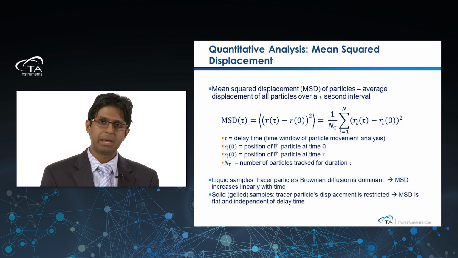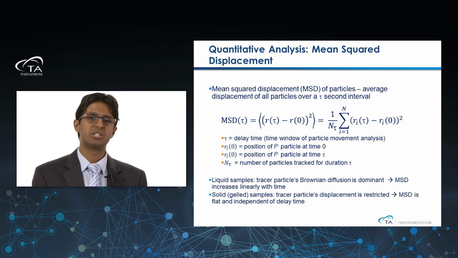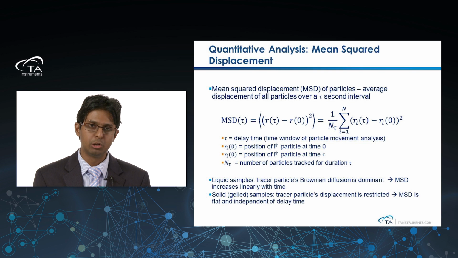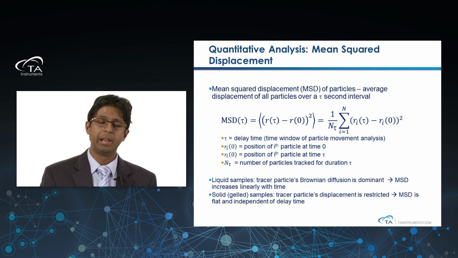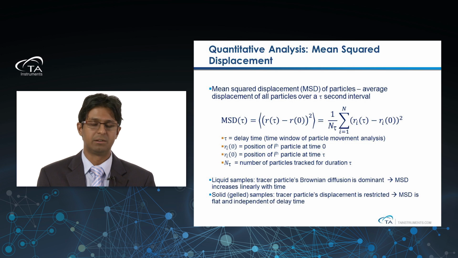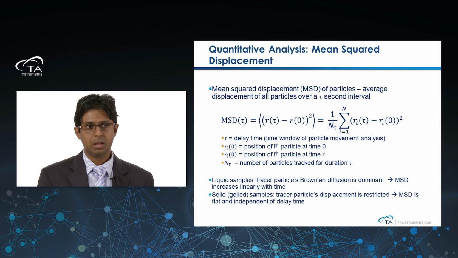In this specific case, I'm calculating the mean squared displacement of particles. What that tells you is the average displacement of particles over a tau-second interval. So basically, you look at a particle position at time 0, and then look at the same particle's location 1 second later, 5 seconds later, 10 seconds later, and so on, and you average this across all the particles in the sample.